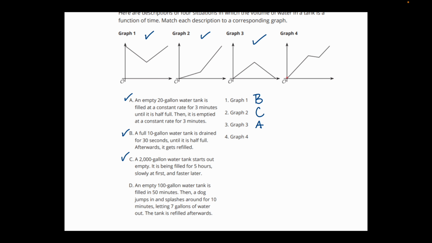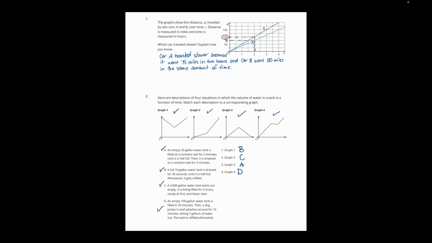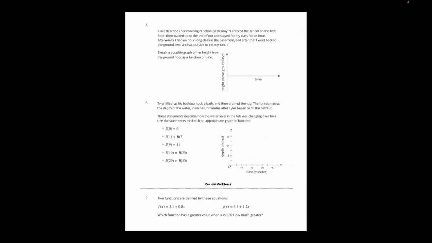We have where it's being filled up to a certain point, a dog jumps in, splashes some water out, and then we begin filling again until it is all the way full. So this is going to match up with graph number 4 for us. Is going to be D, and we have now all of our pieces matched to our graphs. Okay, let's turn the page.